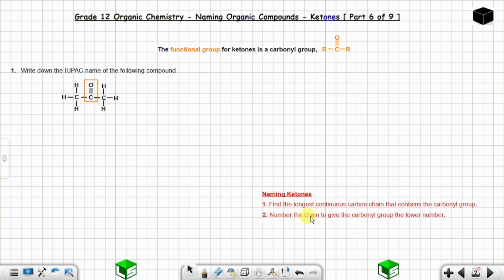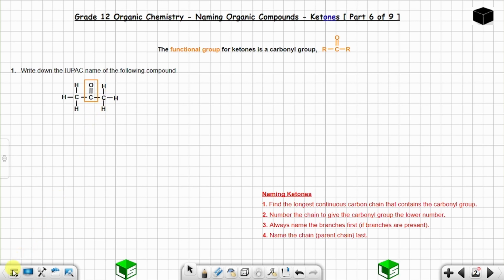After this, you are going to always name the branches first if branches are present. You can see you don't have any branch. You only have the parent chain made up of 3 carbon atoms. After this, you are going to name the parent chain last. So the parent chain is made up of 3 carbon atoms.